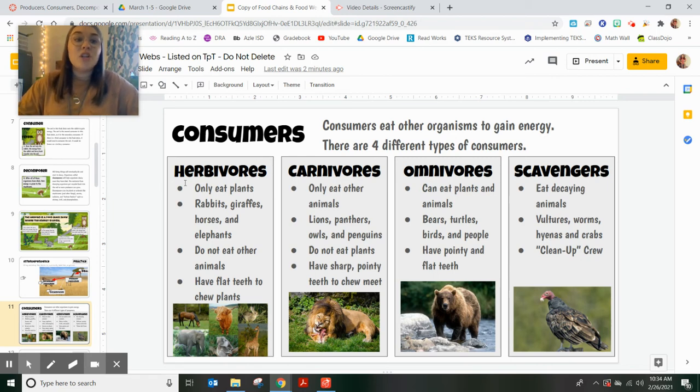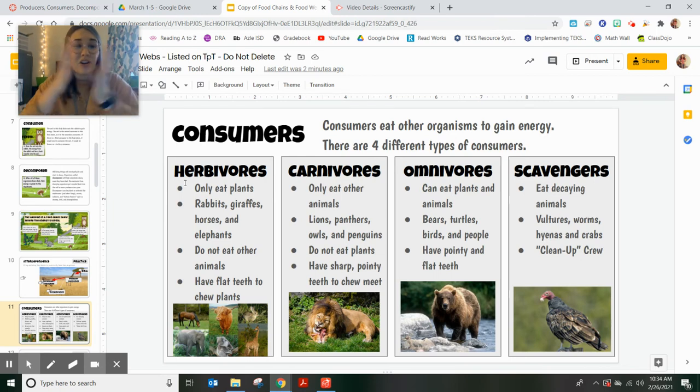Then we have something called omnivores, and omnivores is a little bit of both. They eat both plants and they eat animals. So bears eat both plants and animals. Turtles eat both plants and animals. Birds and people. We eat both plants and animals. We have pointy and flat teeth. So if you notice, some of our teeth are pointy, some of them are flat, and same with animals. Some have pointy teeth, like bears have big pointy teeth at the front, and then some of them in the back are nice and flat. So that's an omnivore. That can be a primary consumer or a secondary consumer.